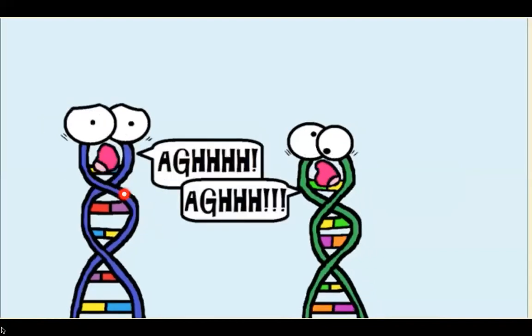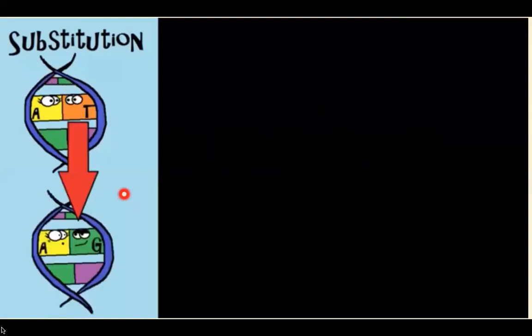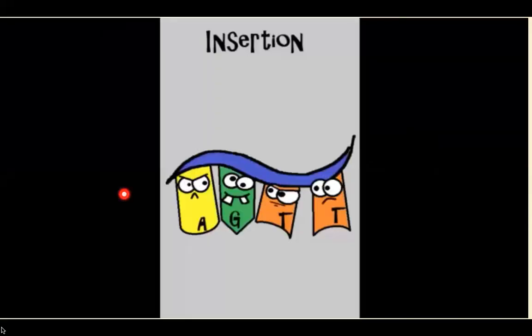and this can affect an organism's traits. So let's look at the gene mutations. So first, substitution. That means you have the wrong base matched. So instead of A with T, you could put A with G. Scandalous. You can have insertion. That means an extra base is added in. You can have deletion. That means a base is removed.